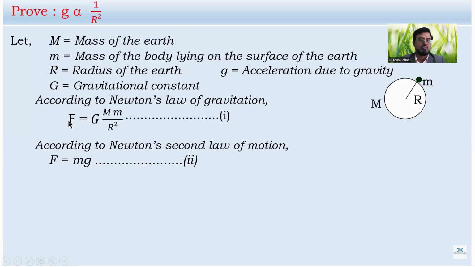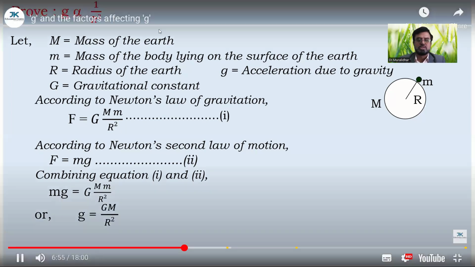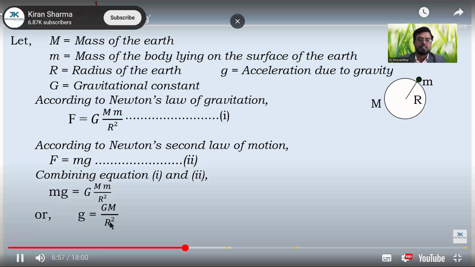Here we have F and here also F, the same gravitational force acting on the body of mass m. That's why, combining equations 1 and 2, we get mg is equal to G capital M small m by R square. We can cancel m and m, and the result is small g is equal to capital G capital M by R square. But here is a little problem.